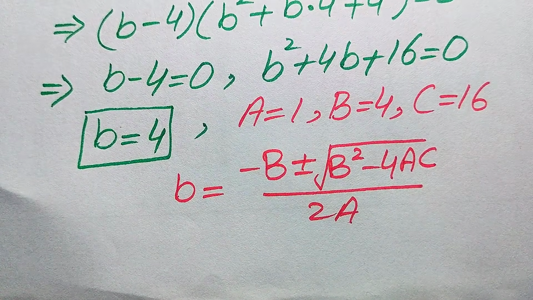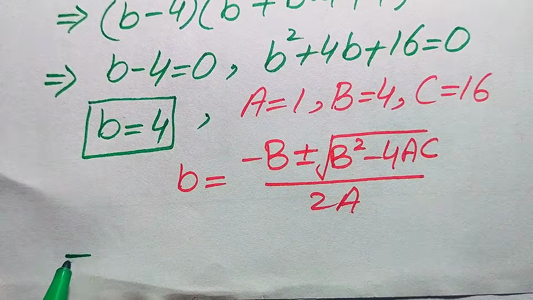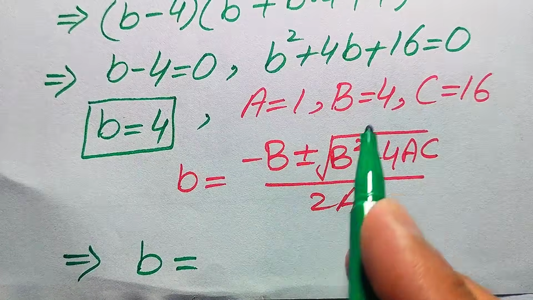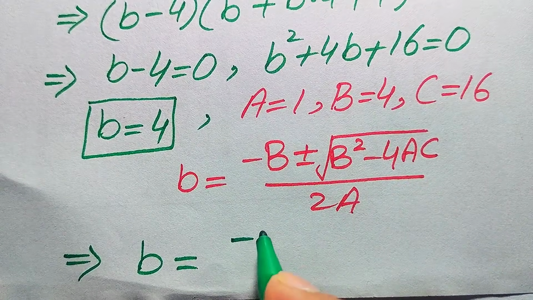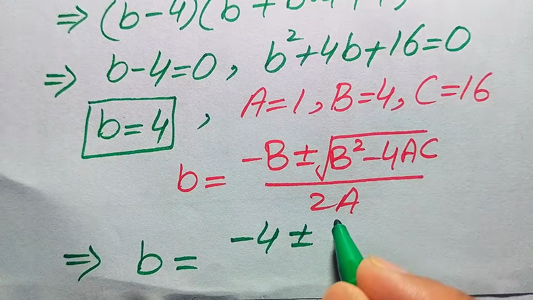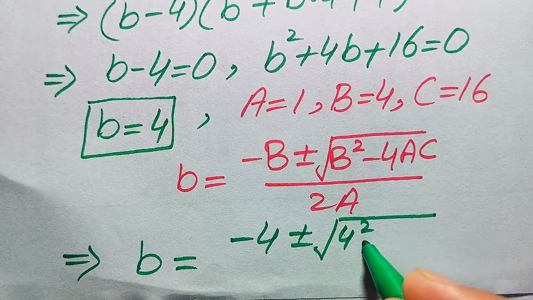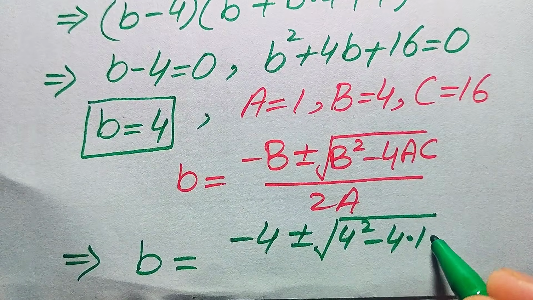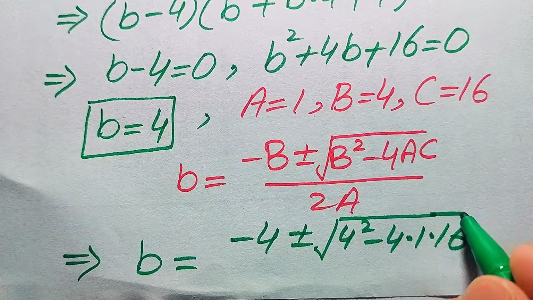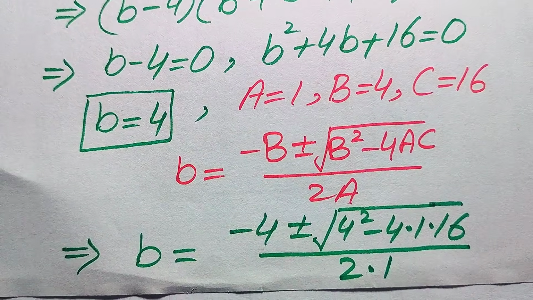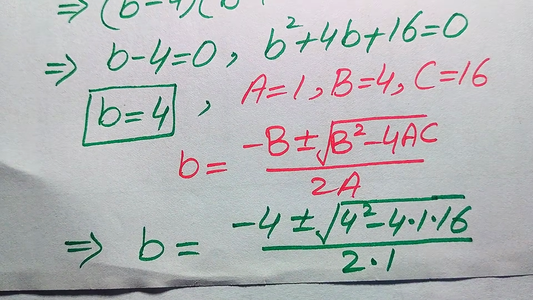So we substitute all the values of a, b and c in this formula, and it will be written as x is equal to minus b, the value of b is 4, so minus 4 plus minus the square root of b squared, which becomes 4 squared, minus 4 times a, which is 1, and c is 16, and it is divided by 2 times a, and here our a is equal to 1.